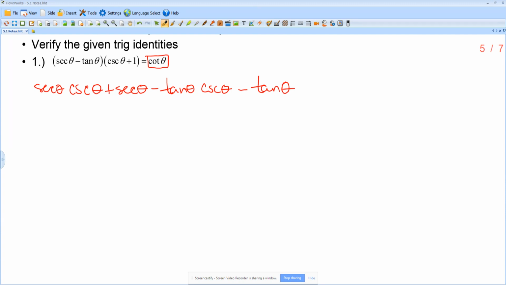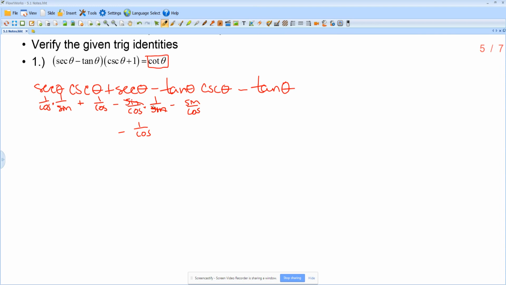What I usually do then is sort of look to rewrite some of this stuff. So this is 1 over cosine times 1 over sine, plus 1 over cosine, minus, this is sine over cosine times 1 over sine, minus sine over cosine. And if I'm going to cancel things, I want to look at individual terms. So here's one term, I can't cancel anything. Here's a term, I can cancel the sine over sine. So this would give me minus 1 over cosine.